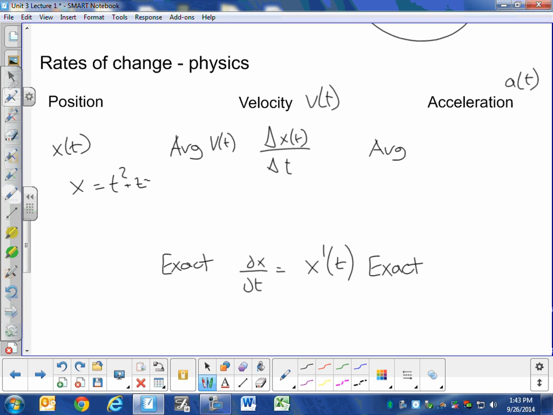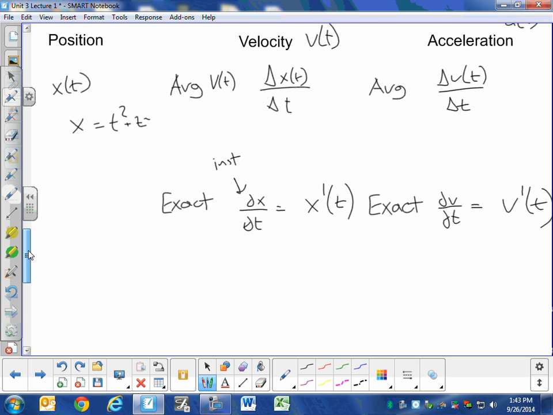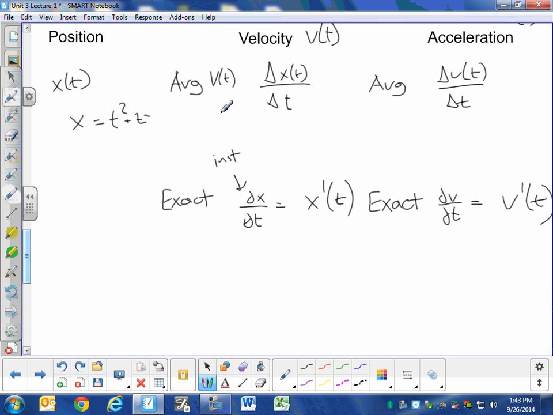Right? Because if we want instantaneous change, instead of using the delta, you use the d's. So this is the instantaneous change in your position over the instantaneous change of your time. That's just the derivative. Average acceleration, we talked about being the change in your velocity over the change in time. Well, exact would be the instantaneous change in your velocity over the instantaneous change in your time, which is just the same as the derivative of your velocity. Okay, so this relationship, which I'll write down to make it easier to understand, velocity is equal to the derivative of your position.